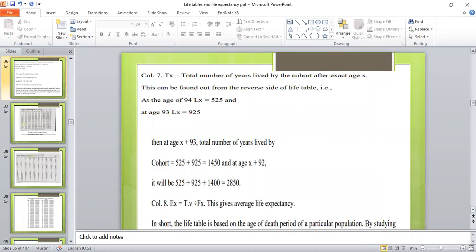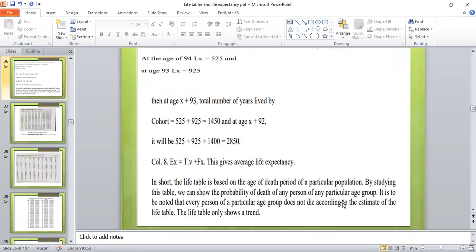In short, the life expectancy table is based on the death experience of a particular population. By studying the table, we can see the probability of death of a person of any particular age group. It should be noted that not every person of a particular age group dies according to the estimate of the life table, and the life table only shows a trend.